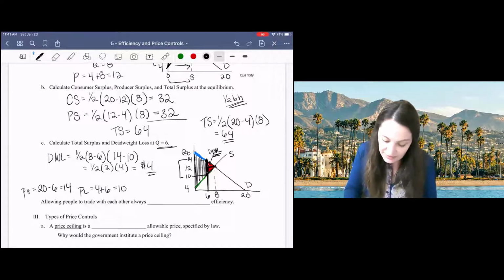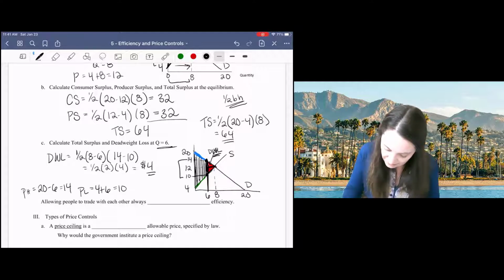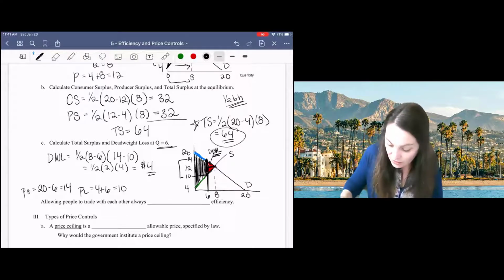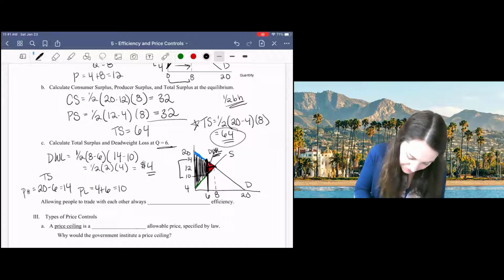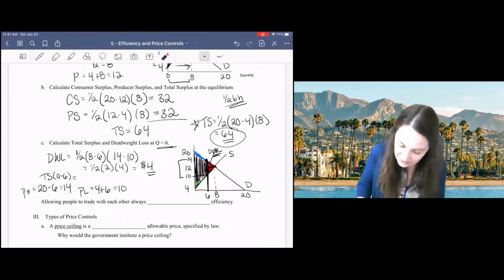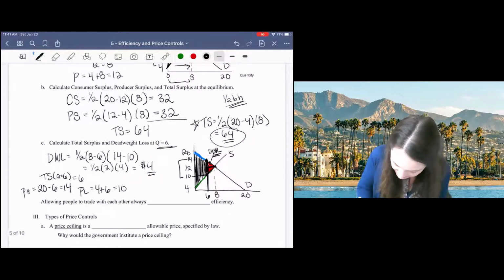You can also infer from that that total surplus here is going to be 60, right? Because deadweight loss is the difference between our total surplus at the socially optimal point, market equilibrium, and total surplus here at a quantity of 6. So total surplus at Q equals 6 would have to be 4 less than our optimal total surplus. So that's going to be 60.